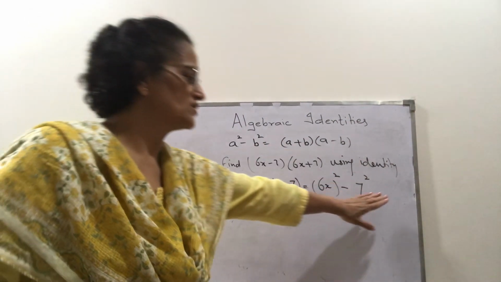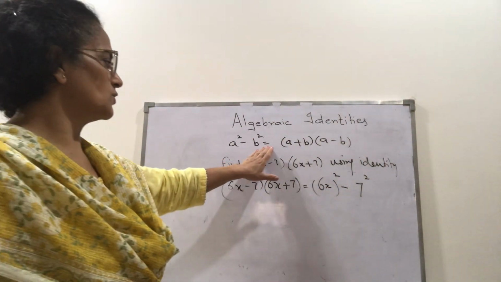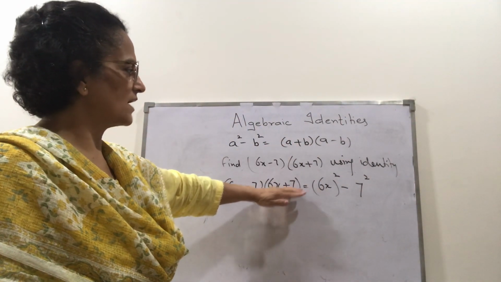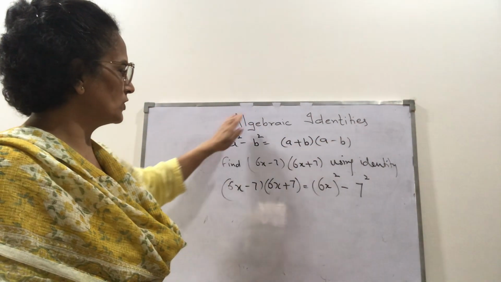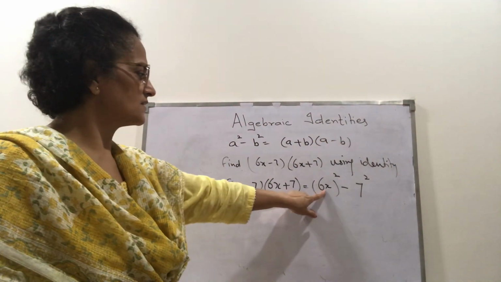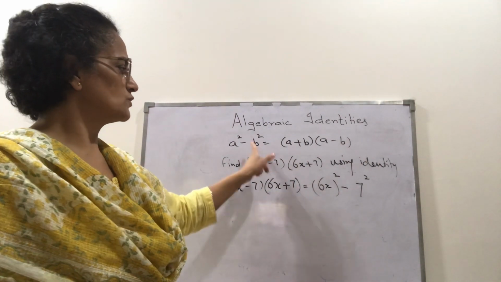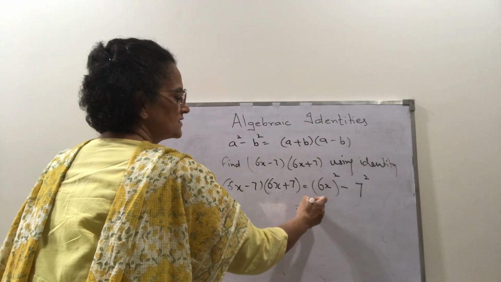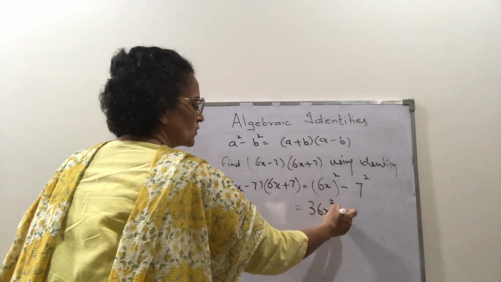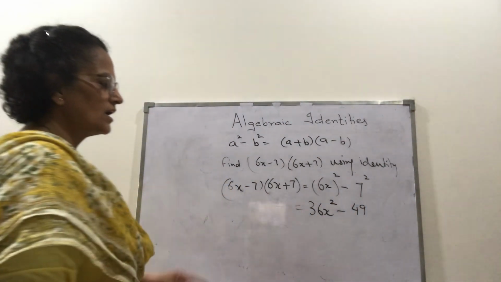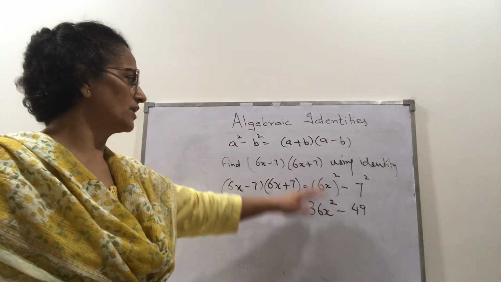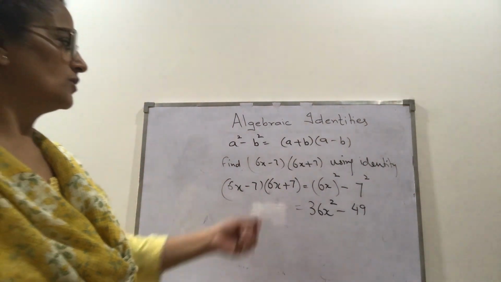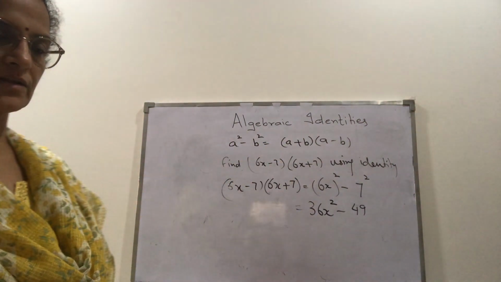So you must mention the identity whenever you are using it. So you can write this identity here: from (a plus b)(a minus b), we have gone to this side. A is 6x and b is 7. So we have got a square minus b square. Let's find this. 6 6s are 36 and this is x square. 7 7s are 49. So using the identity you can find the product. Instead of opening the bracket and solving it, you can simply use the identity and find the product.